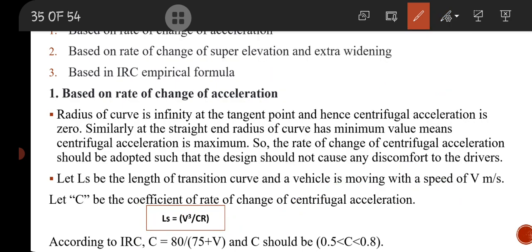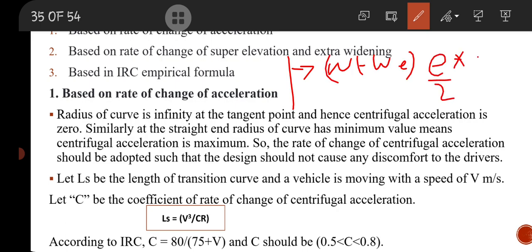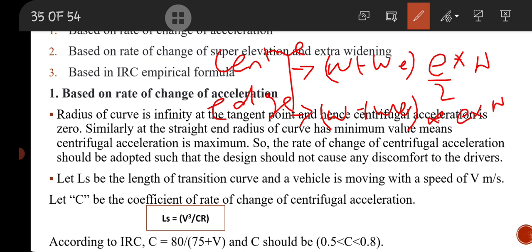These are some empirical formulas to calculate change in centrifugal acceleration. And next, based on rate of change of super elevation, we have two formulas. One is with respect to center and one is with respect to edge. If we consider with respect to center, then the formula will be (W plus We) E by 2 into N. If with respect to edge, the formula will be (W plus We) E into N. N is our gradient, E is our super elevation, We is our extra widening, W is our width of road.